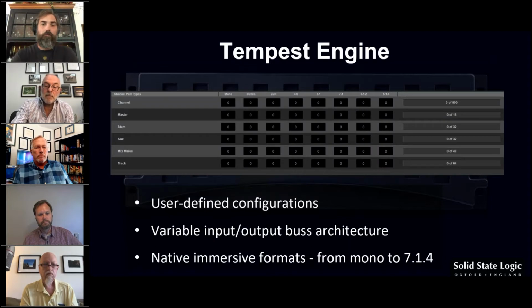So on the Tempest engine software, you can go in and just type in the type of configuration you need: how many channels, how many outputs, are they mono, are they stereo. System T now supports immersive audio up to 7.1.4 as well. And you can basically build the console that you need for that particular show. You can even add resources on the fly without having to reboot the console. So you can literally change the configuration of the console on the fly.